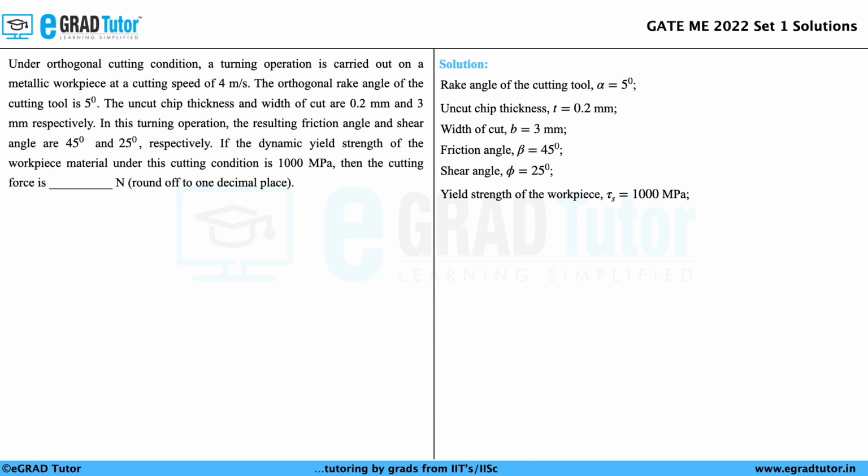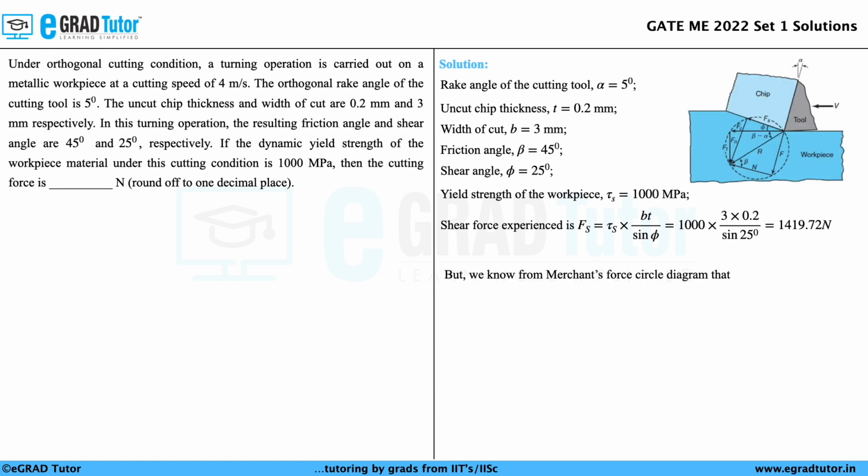Then the shear force experienced will be calculated as Fs is equal to tau s into b t by sin phi, and substituting tau s as 1000, b as 3, t is equal to 0.2 and phi as 25, we get the shear force experienced as 1419.72 newtons.